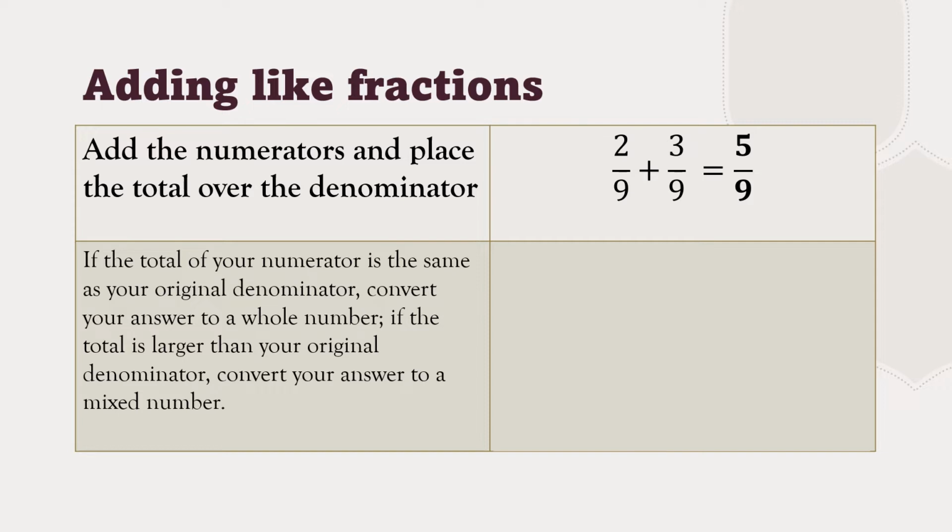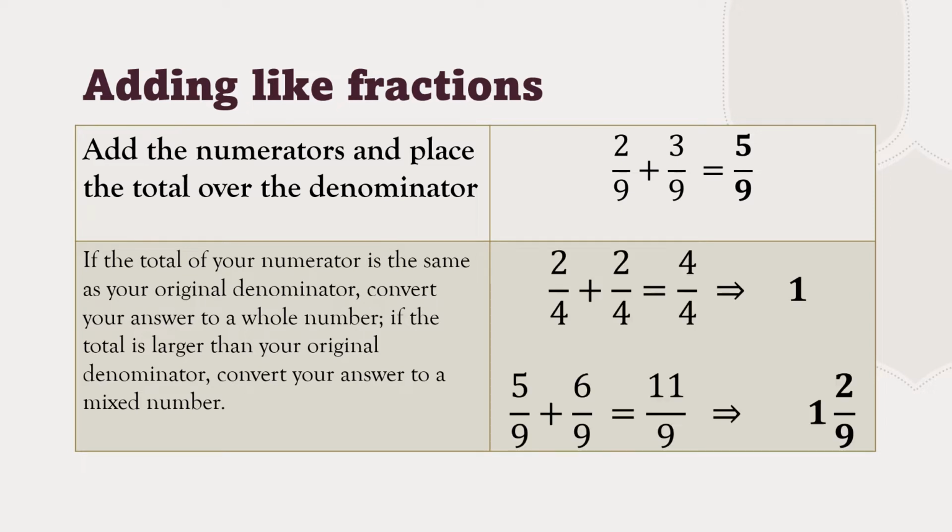But then, if the total of our numerator is the same as our original denominator, we have to convert our answer to a whole number. And if the total is larger than our original denominator, we have to convert our answer into a mixed number. For example, we have here 2 over 4 plus 2 over 4 is equal to 4 over 4. Now, since our denominator and numerator have the same values, we have to convert this into a whole number, which is 1. And then the next example is 5 over 9 plus 6 over 9.